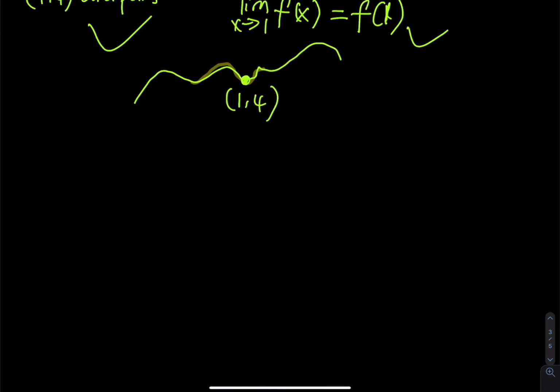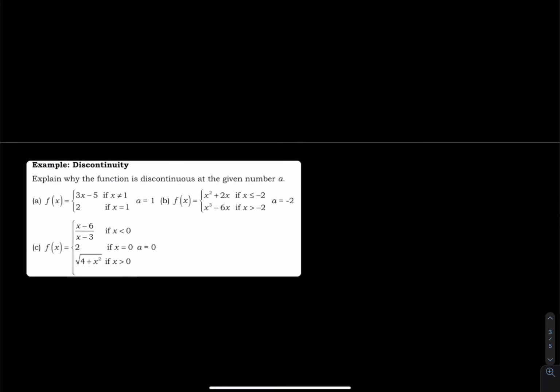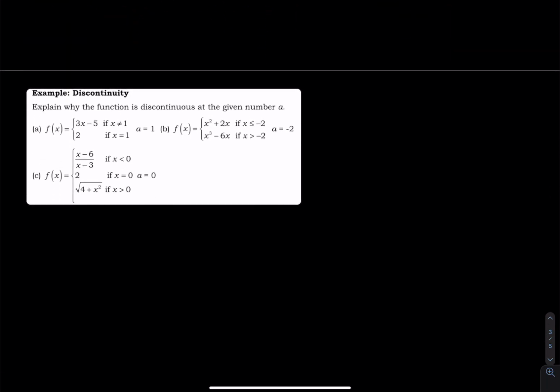Okay, so moving on to the next type of problem, we have some piecewise functions. Explain why the function is discontinuous. Okay, so tell me why. So a, we have a piecewise function. So let's start with writing down the problem.